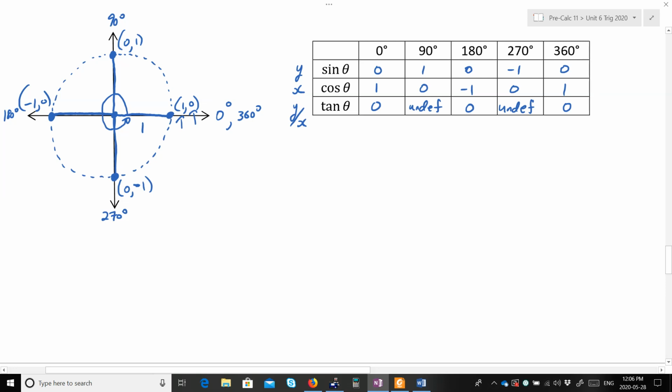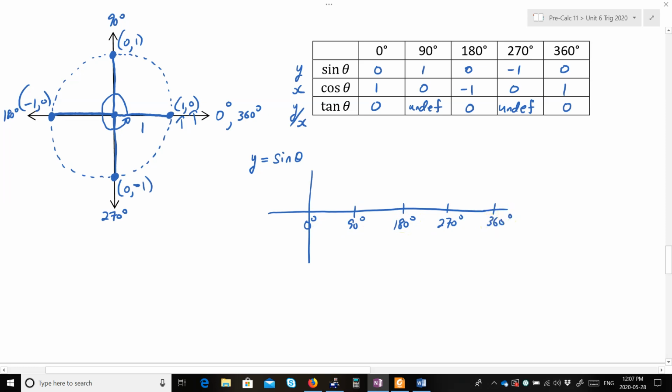Okay, and this little chart here actually can help us to establish a graph for y equals sine x, or y equals sine theta. 0 degrees, 90 degrees, 180 degrees, 270 degrees, and 360 degrees. And you look at this and you go, okay, sine of 0 degrees is 0, so we have that point. Sine of 90 degrees is up at 1. I'm just looking at the chart. Sine of 180 degrees is 0. Sine of 270 is negative 1. And sine of 360 is 0.